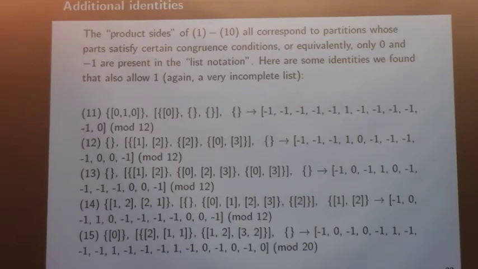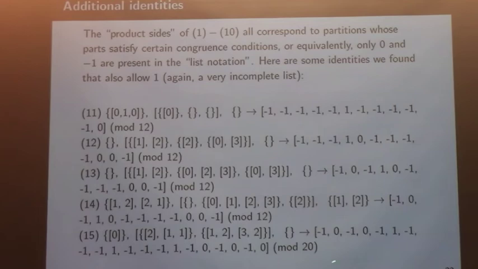Okay, so additional identities. The product sides of 1 through 10 all correspond to partitions whose parts satisfy certain congruence conditions. Or equally, we only allow 0 and minus 1 in the list notation. So here are some identities we found that also allow 1 in the list notation. That corresponds to having something in the numerator in the infinite product.